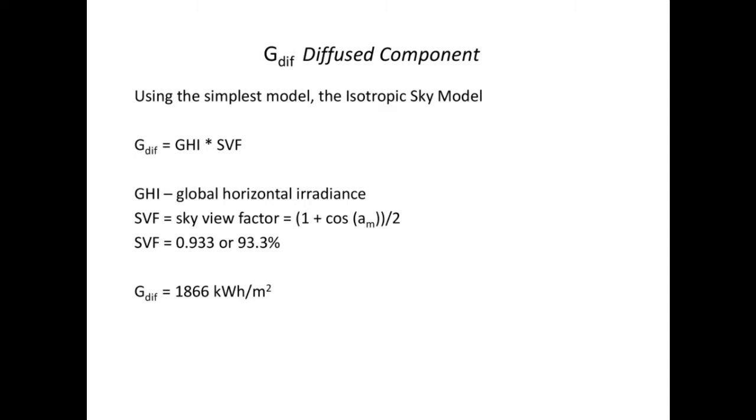At 30 degrees, we obviously aren't that high up, so our cutoff is about 93% visible. That's 6.7% not visible. So that's the sky view factor, and essentially using the previous value for the GHI, we get a global irradiance diffuse component of 1866.